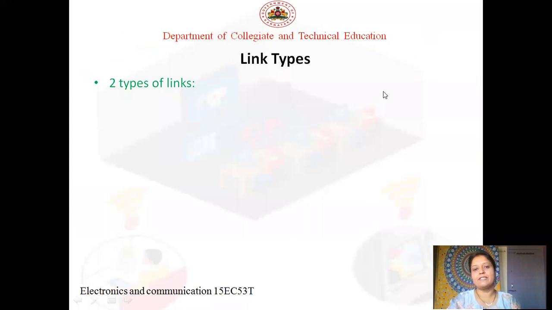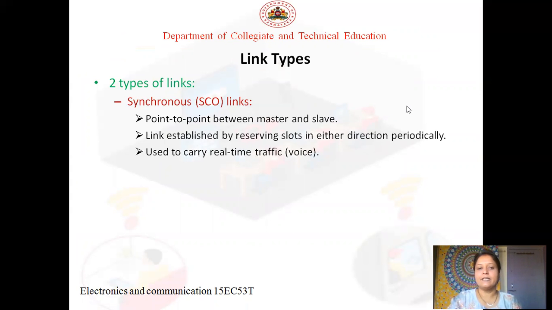Next, the link types. Which are the different link types being established between the devices here? There are mainly two types of links. First one is the synchronous SCO link. It is point to point between the master and slave, used to carry real-time traffic. That is for voice transmission. These synchronous links are used here.